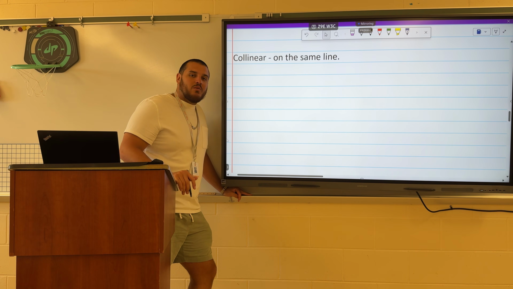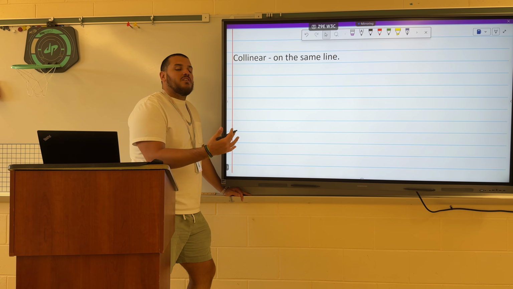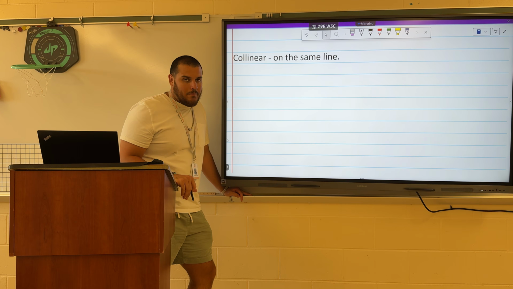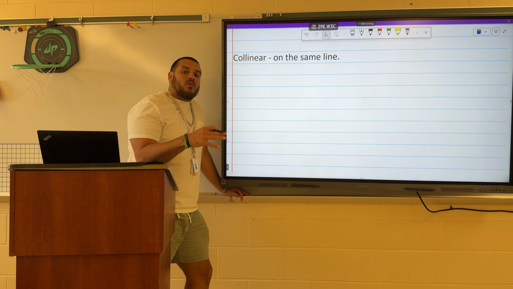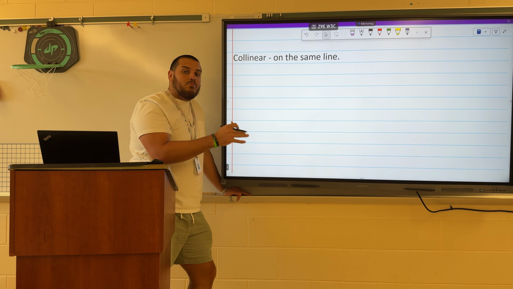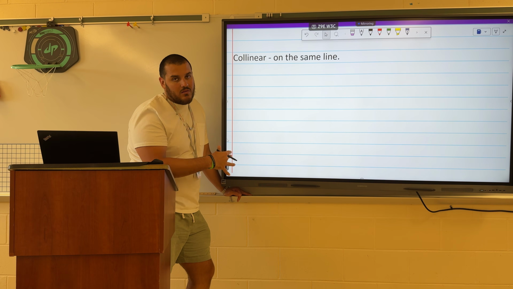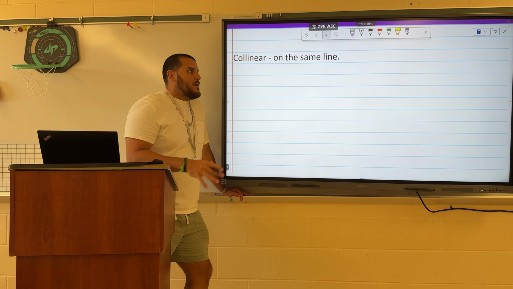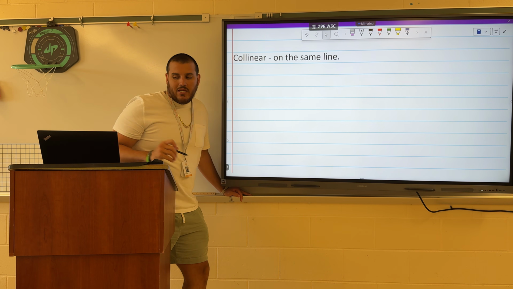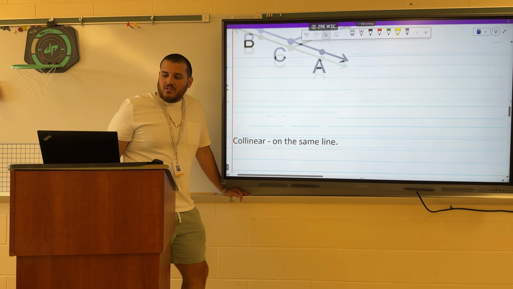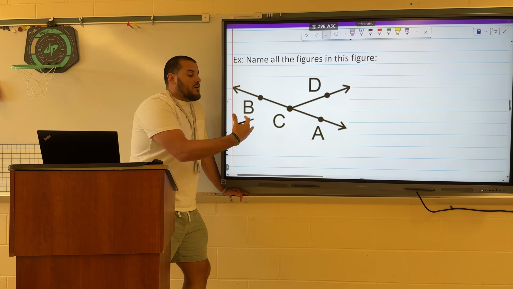Collinear is a common term that we're going to use throughout geometry, which just refers to things that are on the same line. So a lot of the things we've discussed so far can be things that are collinear. Points can be collinear, rays can be collinear, segments can be collinear. Again, just means things that are on the same line. So as we look at our previous little figure, there are a lot of collinear things here.